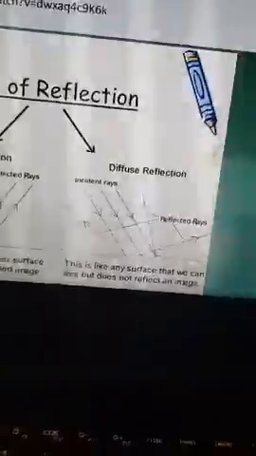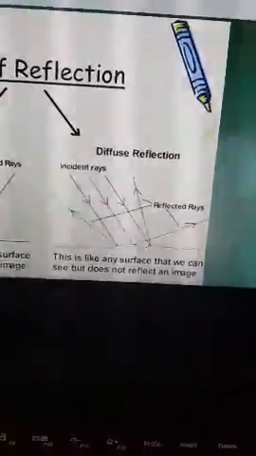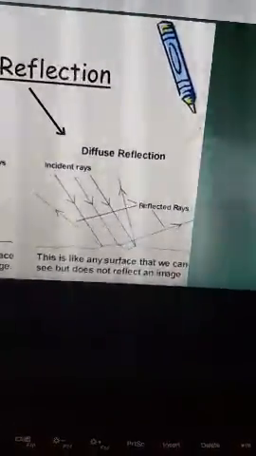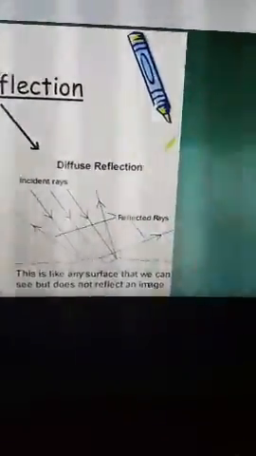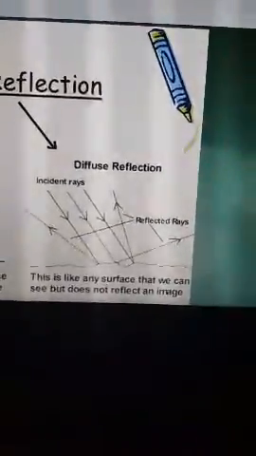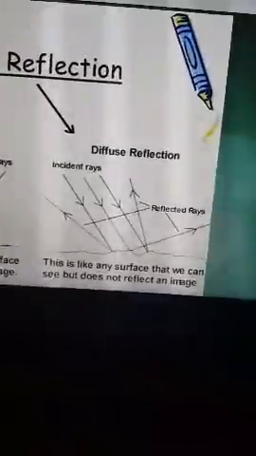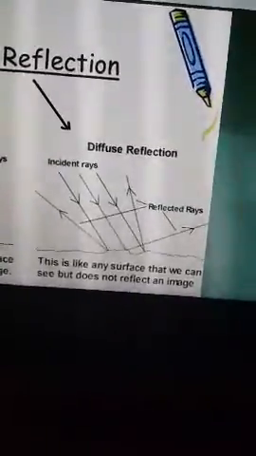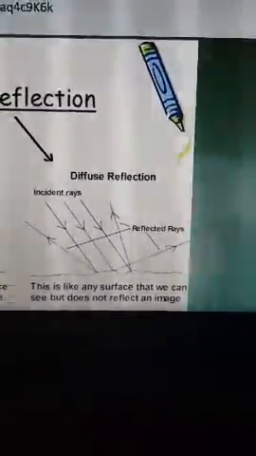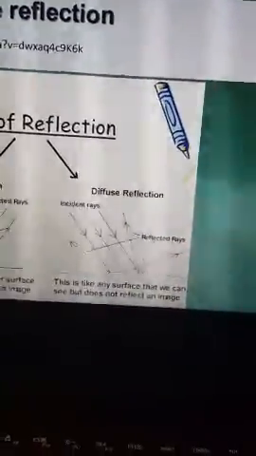That's why the rays will reflect in different directions, but at the end, they are still following the law of reflection, that the angle of incidence equals the angle of reflection. But the rays don't touch the surface at the same angle, because the normal is not the same for all parts of this surface. Okay, that's why we can't see an image in this case of reflection. We call this type of reflection diffuse reflection.